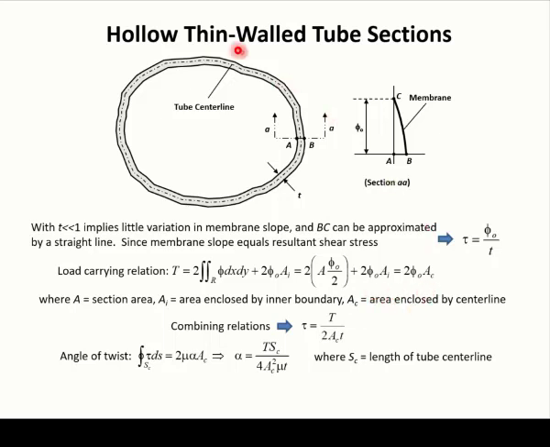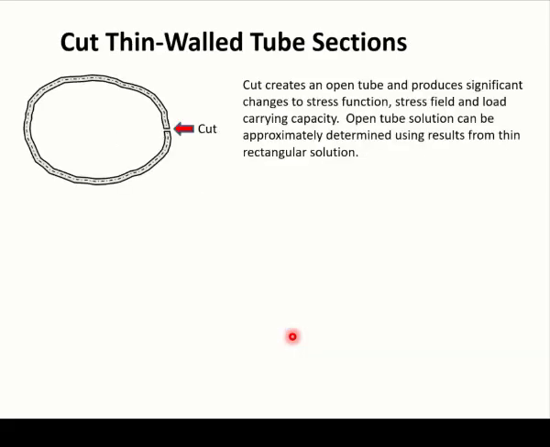So this is what I can use for thin wall tube sections. If you look at this equation, all you need to know is your torque and the area enclosed by the center line plus the thickness. The previous case was when you have these enclosed areas, and then what happens if you have a cut?